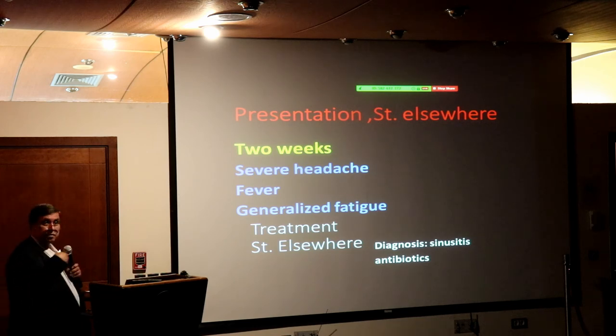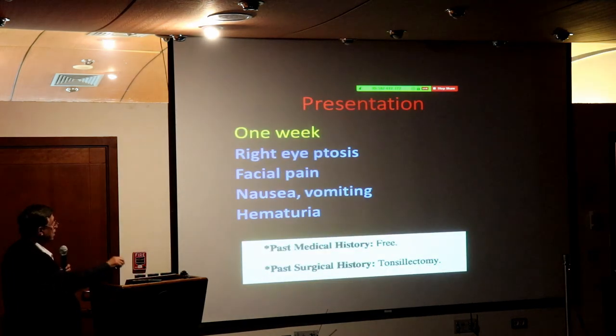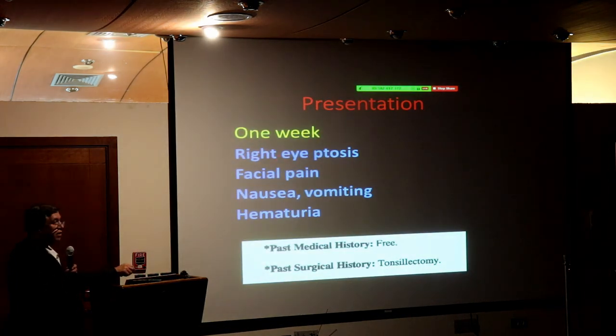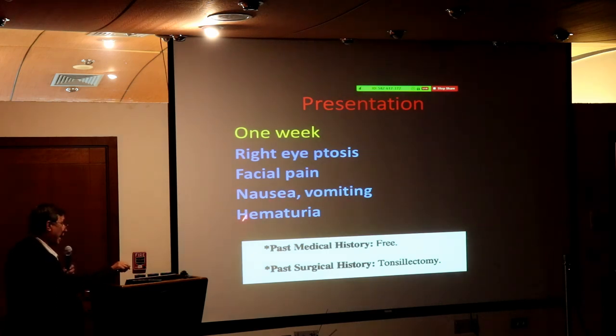So he was given empirical antibiotics without any investigations, without any examination. Diagnosis: simple sinusitis secondary to flu. He was given antibiotics. After 1 week, he had right eye ptosis, started to have double vision, and complained of facial pain and facial numbness because of V1, V2 involvement. And then he started to have nausea and vomiting, and he developed hematuria.